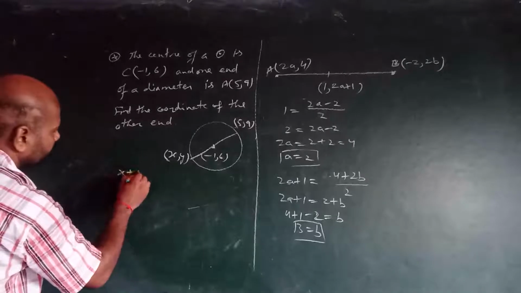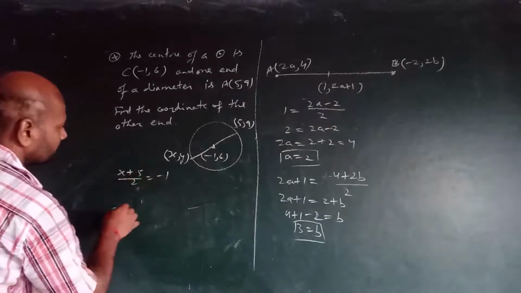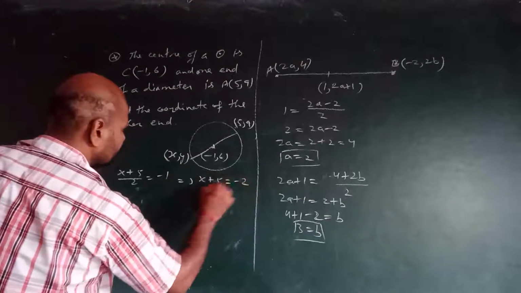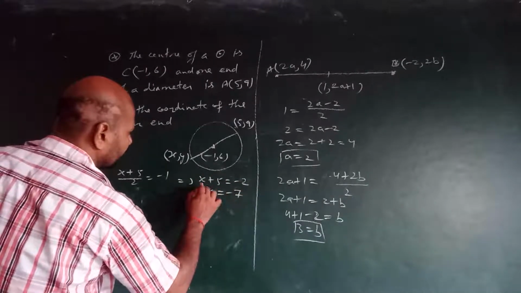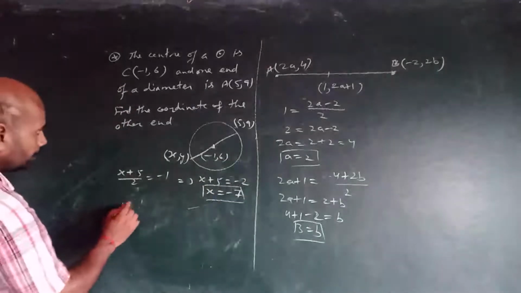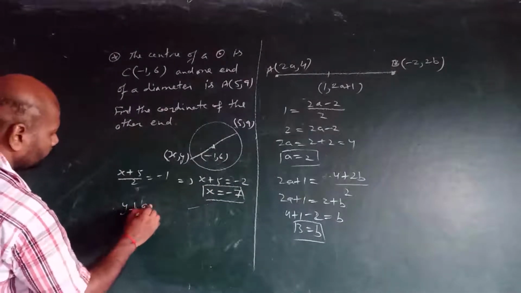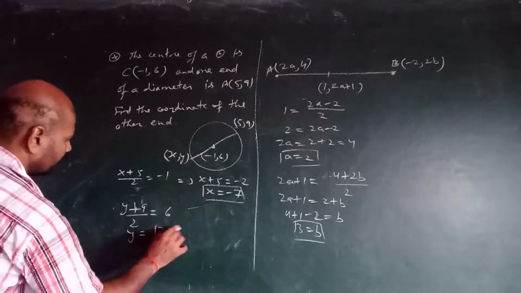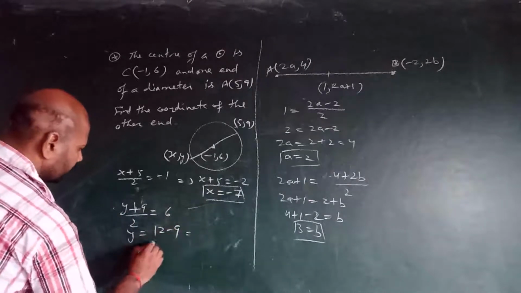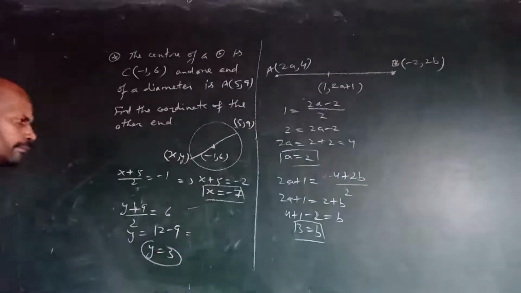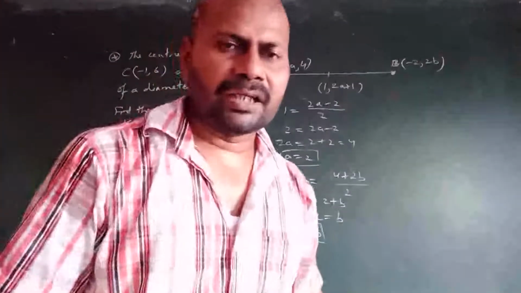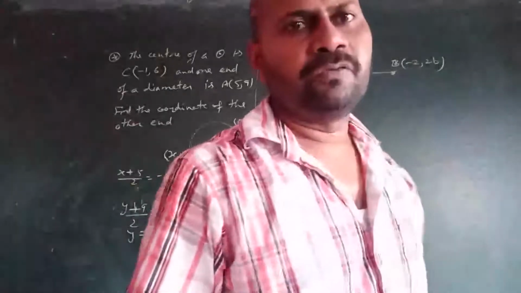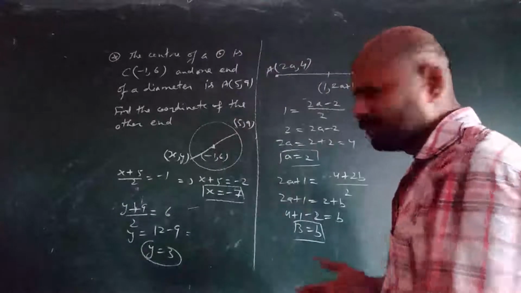Then x plus 5 upon 2 equals minus 1. It implies x plus 5 equals minus 2, so x equals minus 7. And y plus 9 upon 2 equals 6, so y equals 12 minus 9, that is y equals 3. These are the questions based on the midpoint formula.